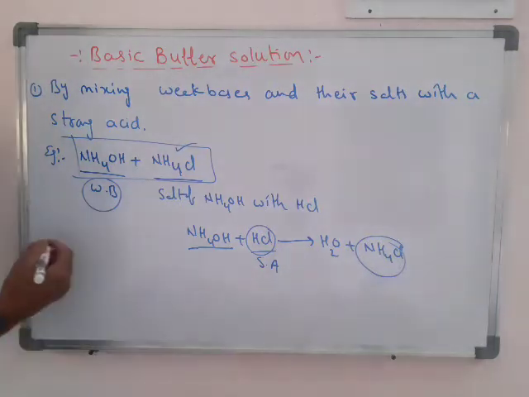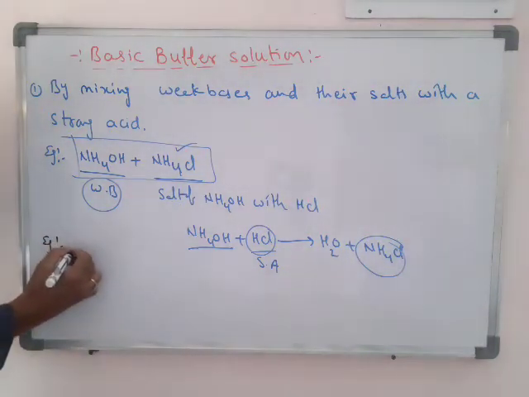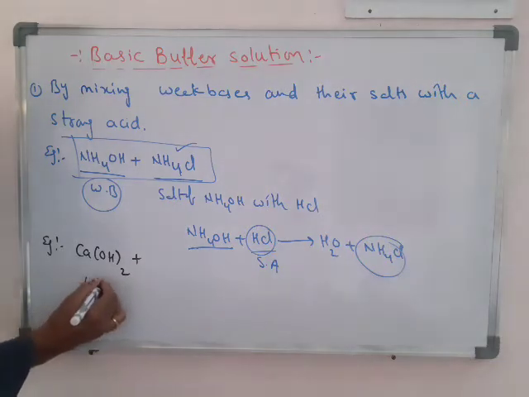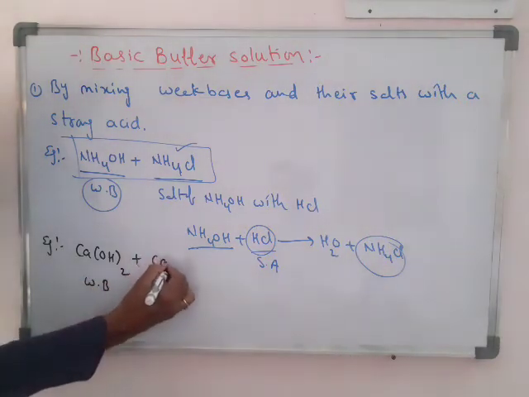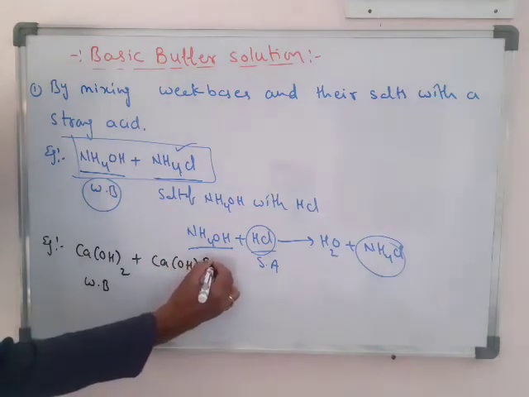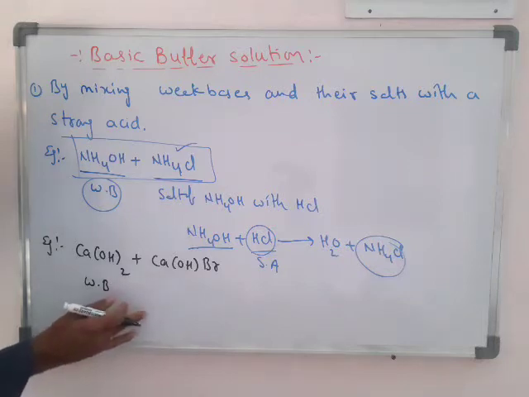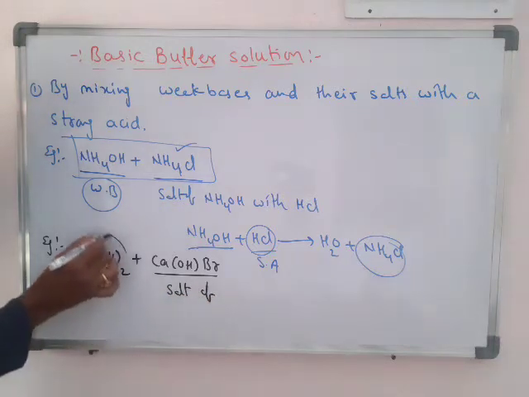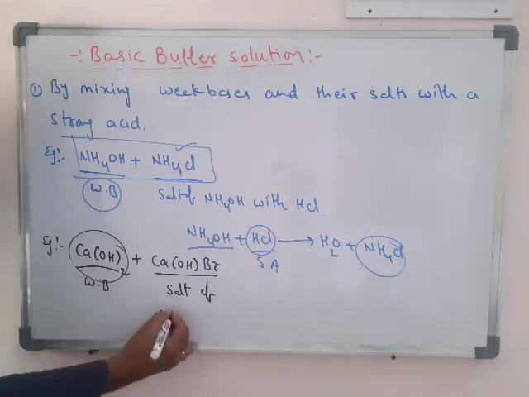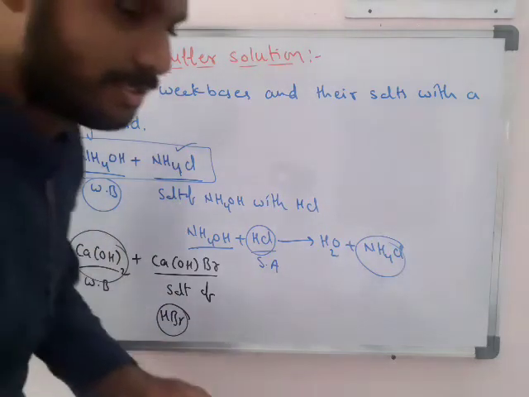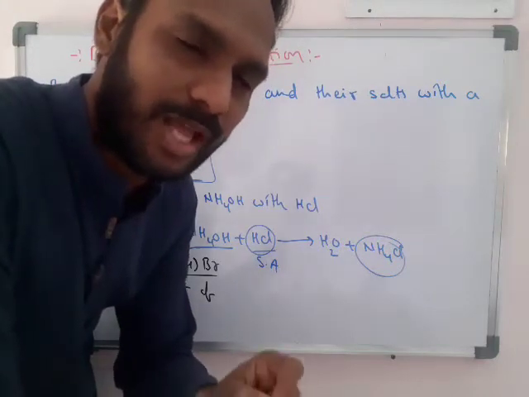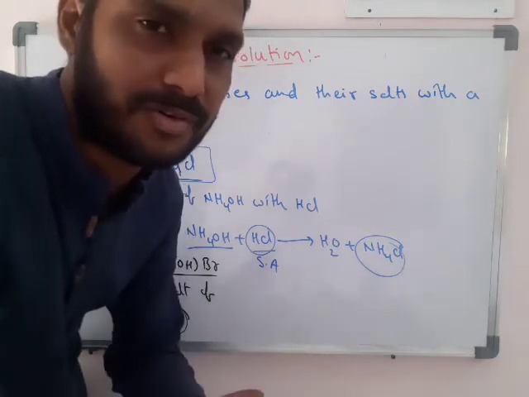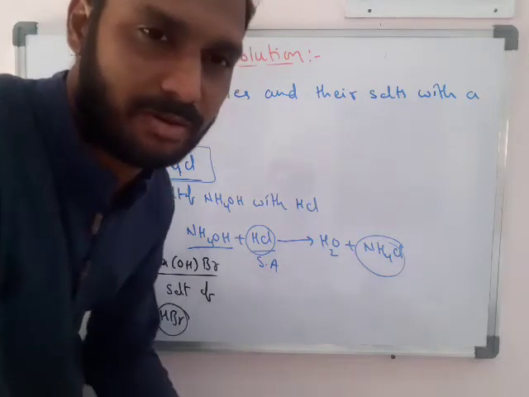Okay, let's see one more example. Calcium hydroxide is also a weak base. When it reacts with a strong acid HBr, there is a formation of calcium hydroxybromide. So this is the weak base, and this is the salt of calcium hydroxide with HBr. Like this, the mixing of weak bases and the salts of the weak base with a strong acid works as a basic buffer solution. Now we see the working of basic buffer solutions.